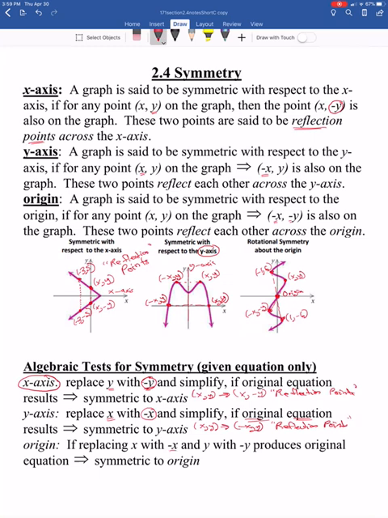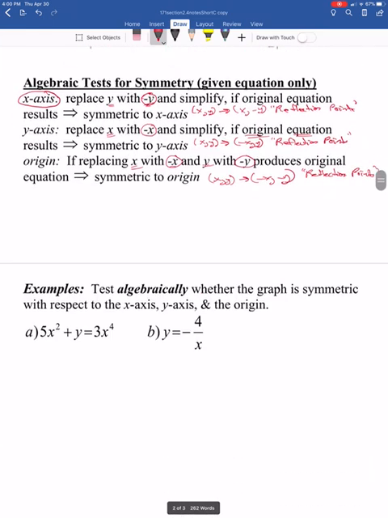And at the origin, you do what? Both, negative x and negative y. So every ordered pair x, y produces the ordered pair negative x, negative y. So those are reflection points. So we're going to take that and go to some examples and look at proving symmetry.